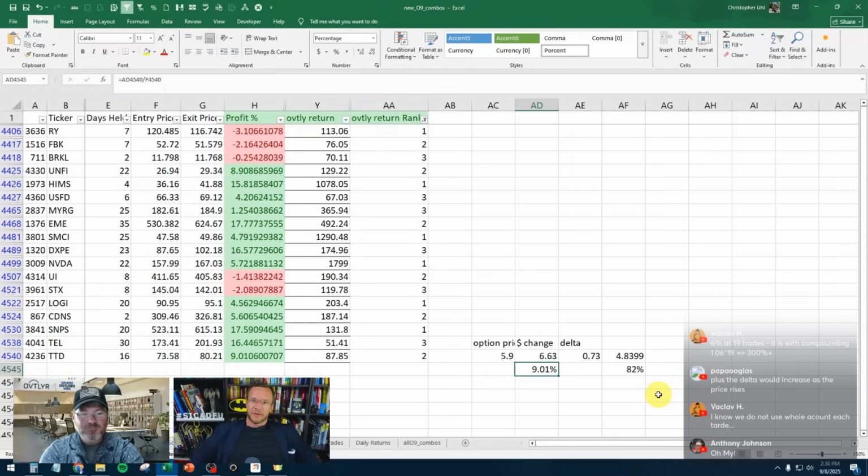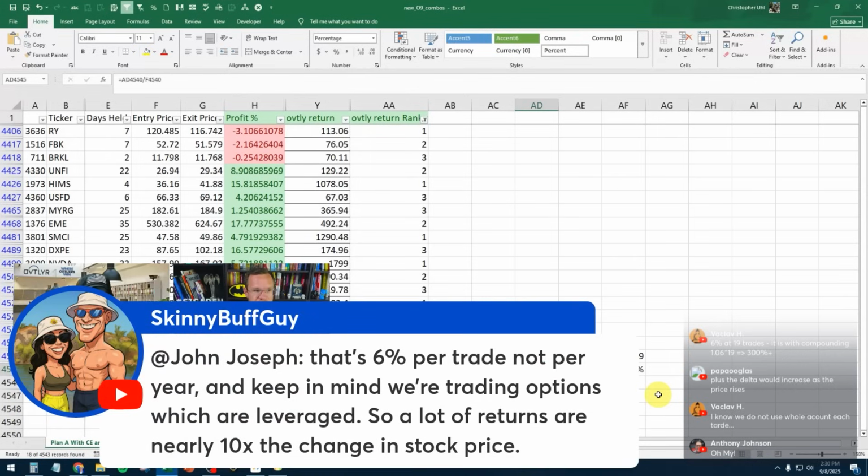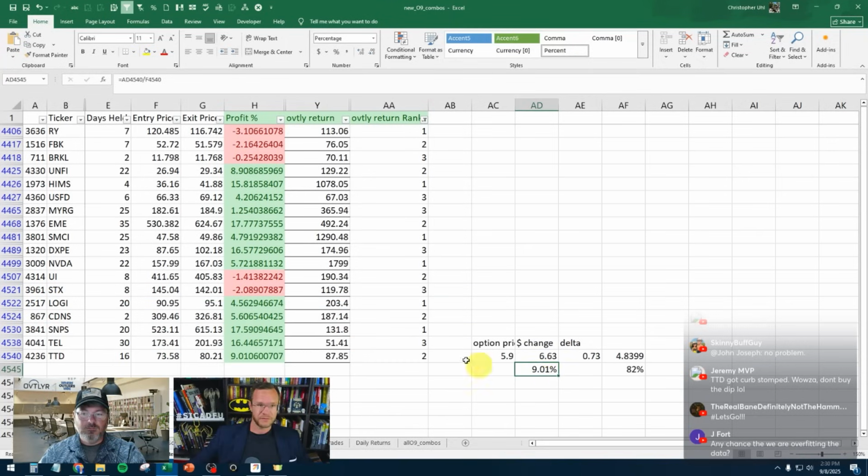Absolutely. So I'm really excited about this. It feels so good that it feels too good to be true, and I'm looking for holes. Maybe Scott can help find some holes. 6% per trade, not per year. And keep in mind, we're trading options, which are leveraged, so a lot of their returns are like 10x the change in stock price. Yeah, exactly. 82% versus 9% for sure.